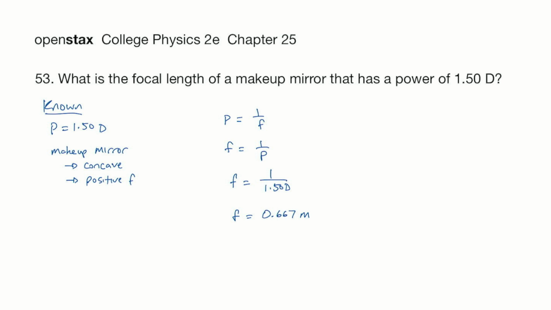And so we can check units. A diopter is 1 over a meter, so 1 over a diopter is 1 over a meter, which is a meter. Okay, so that is the focal length of the makeup mirror.